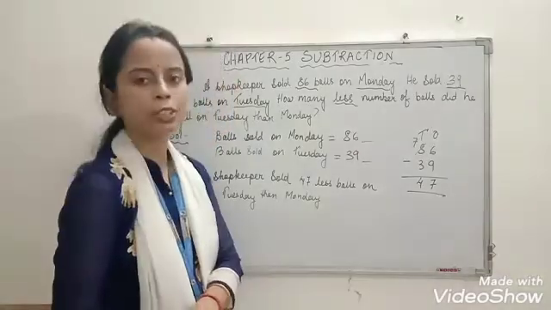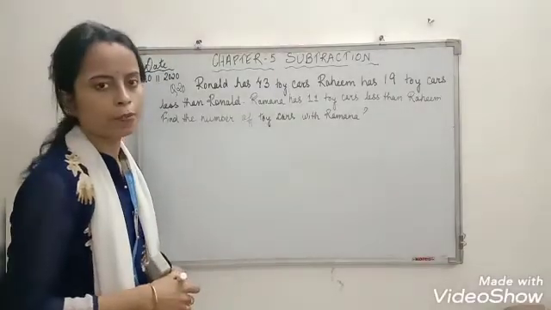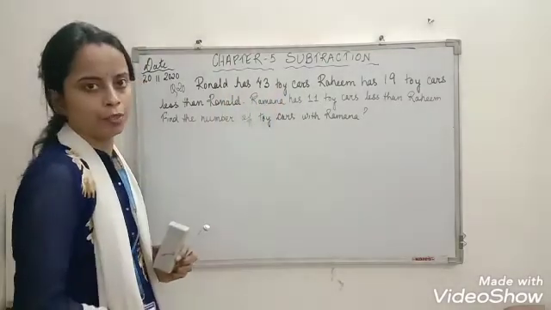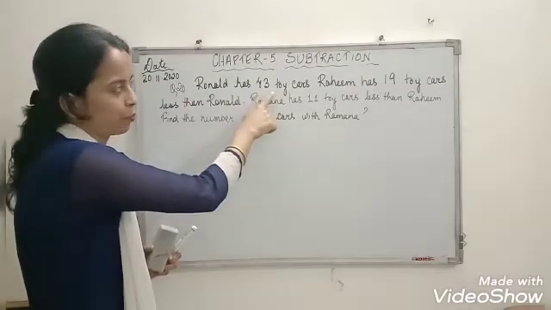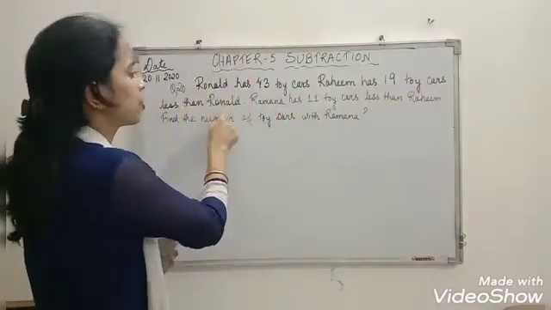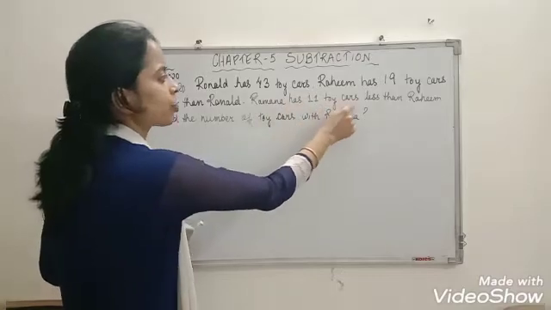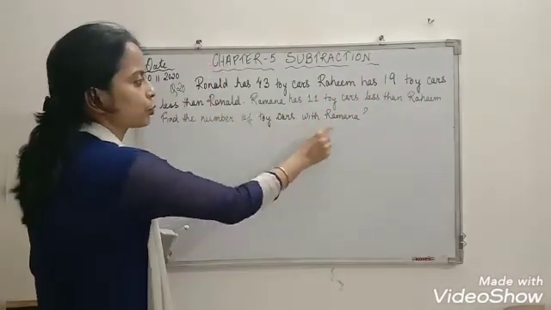So next, the last question. That is question number 20. Now, what is given in question number 20? Ronald has 43 toy cars. Ronald is a boy. He has how many toy cars? 43. Rahim has 19 toy cars less than Ronald. Ramana has 11 toy cars less than Rahim. Find the number of toy cars with Ramana.